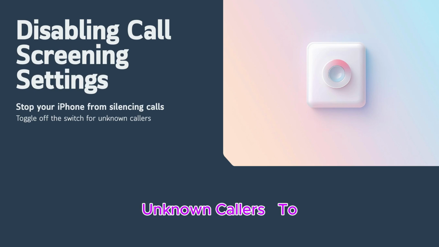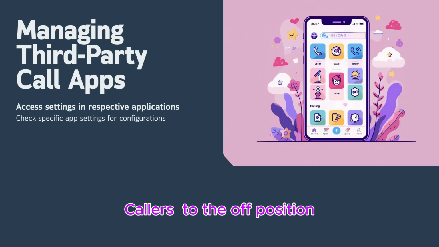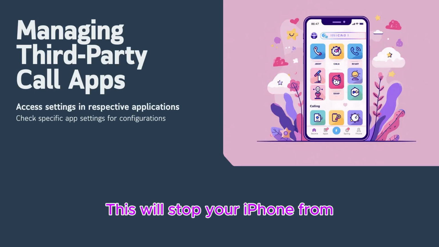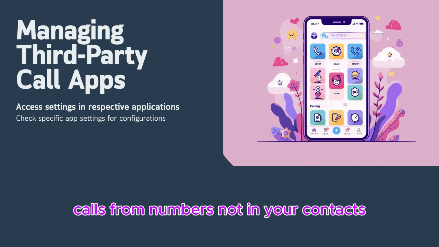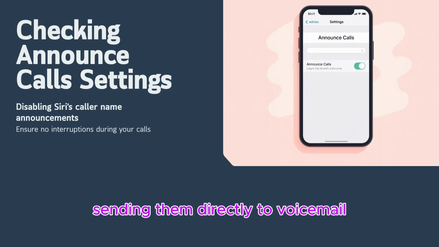Tap on Silence Unknown Callers. To disable call screening, toggle the switch next to Silence Unknown Callers to the off position. This will stop your iPhone from automatically silencing calls from numbers not in your contacts, sending them directly to voicemail.